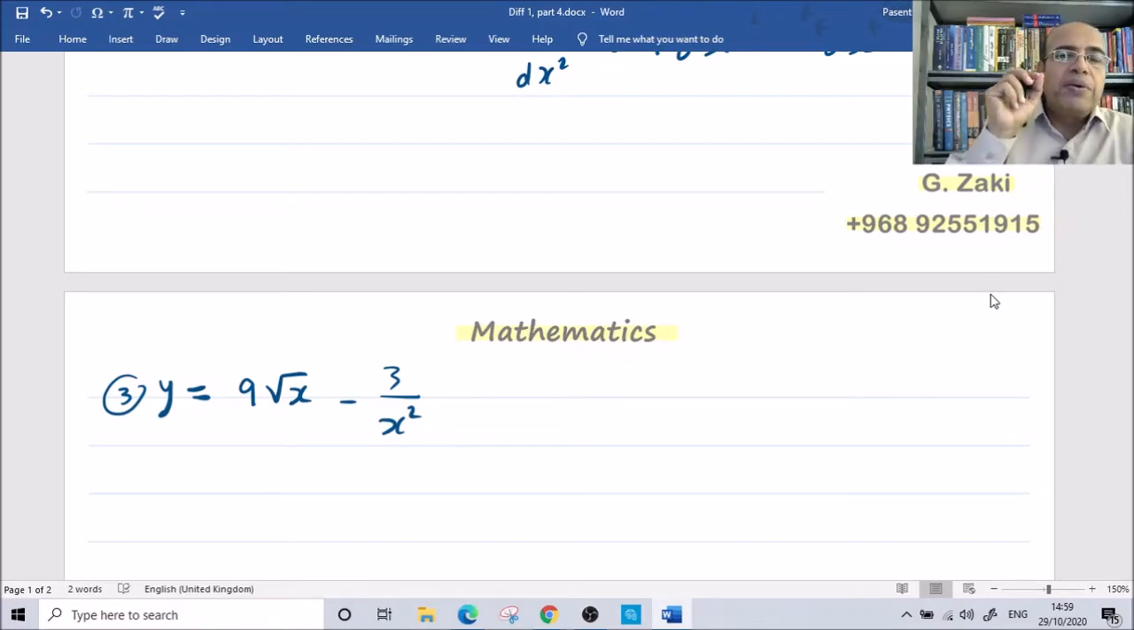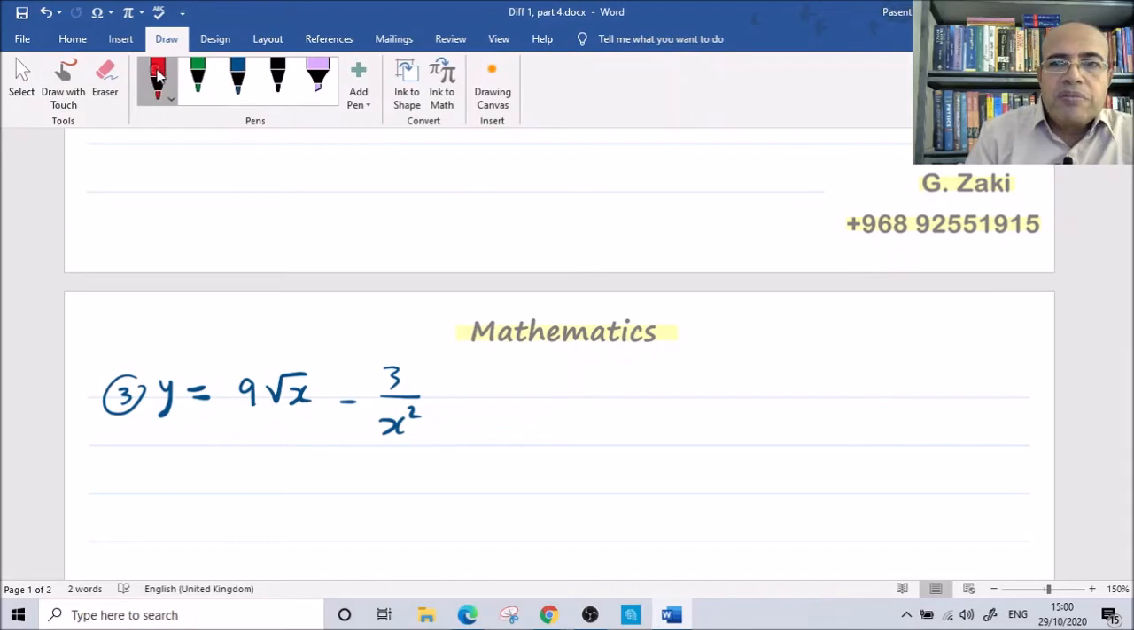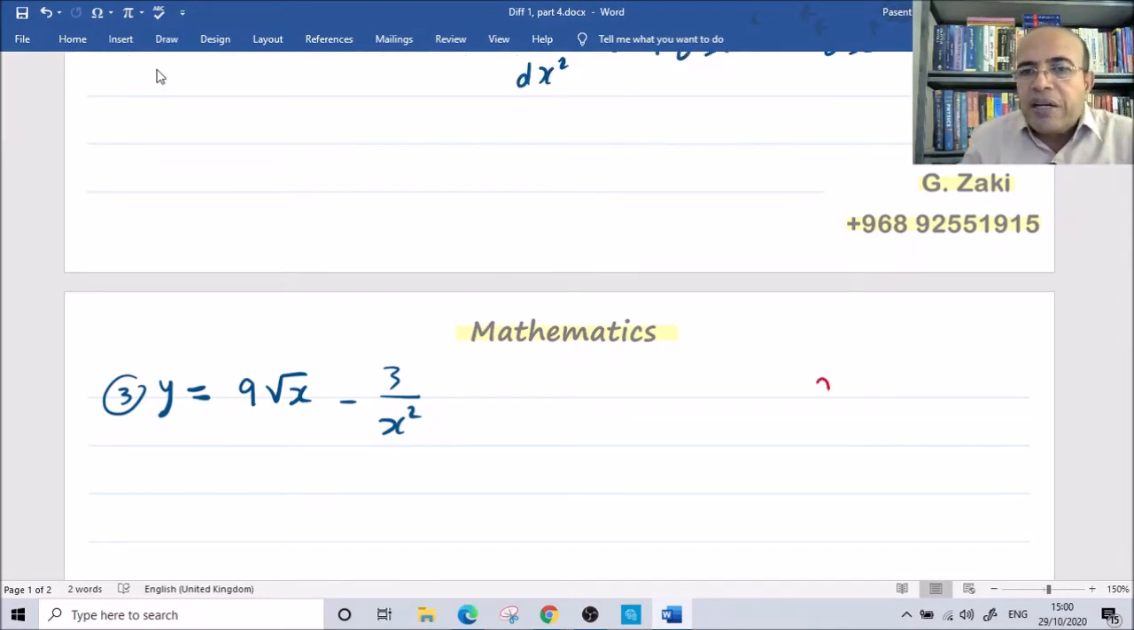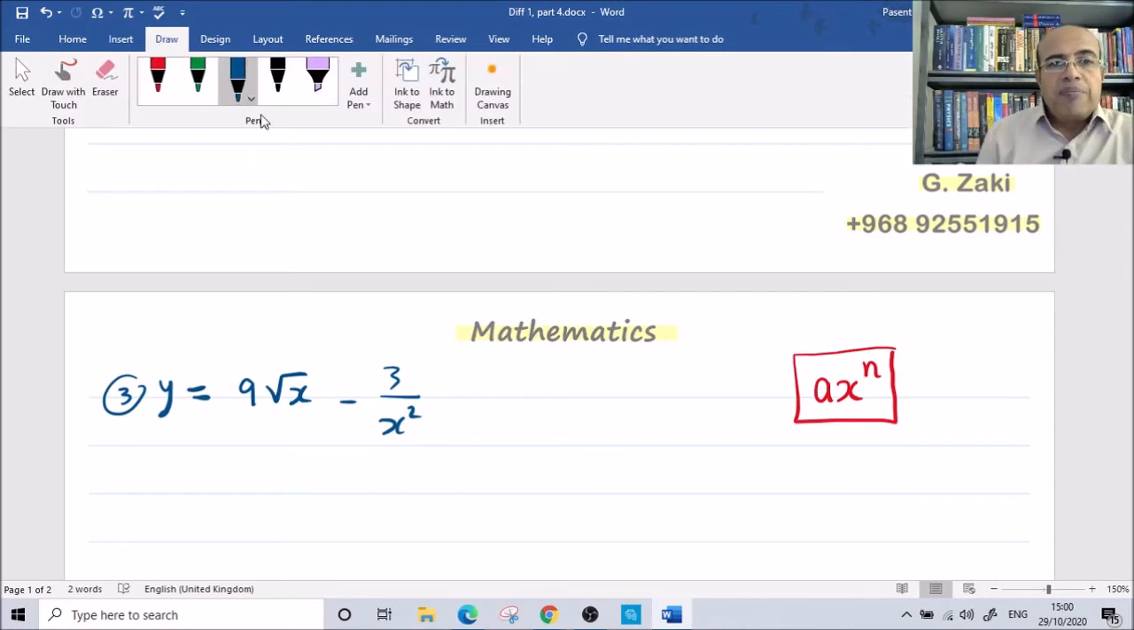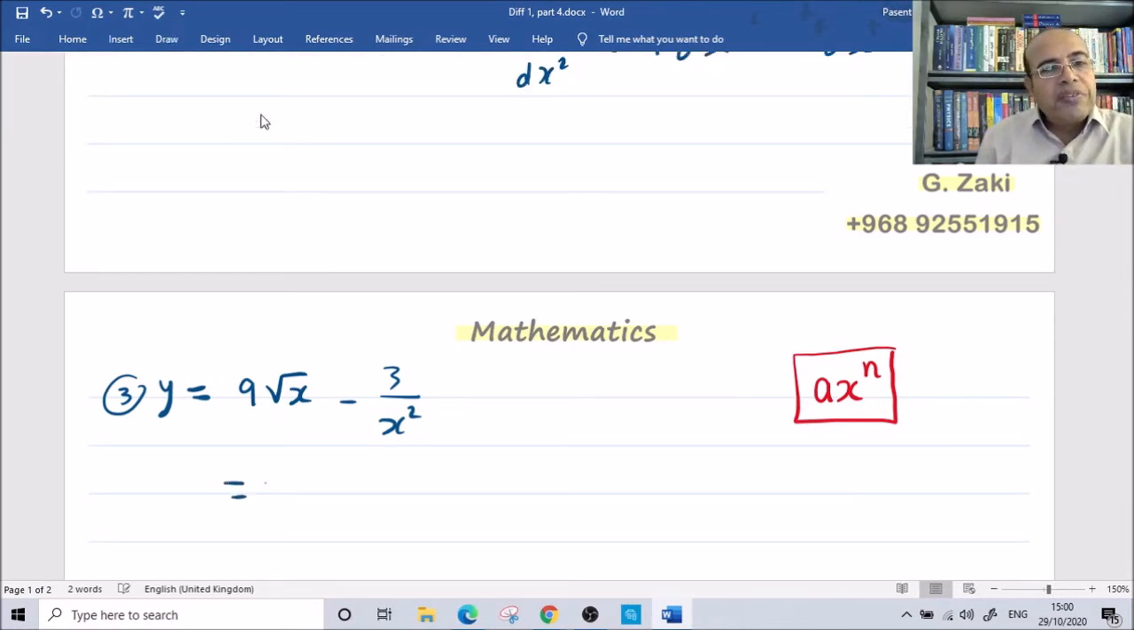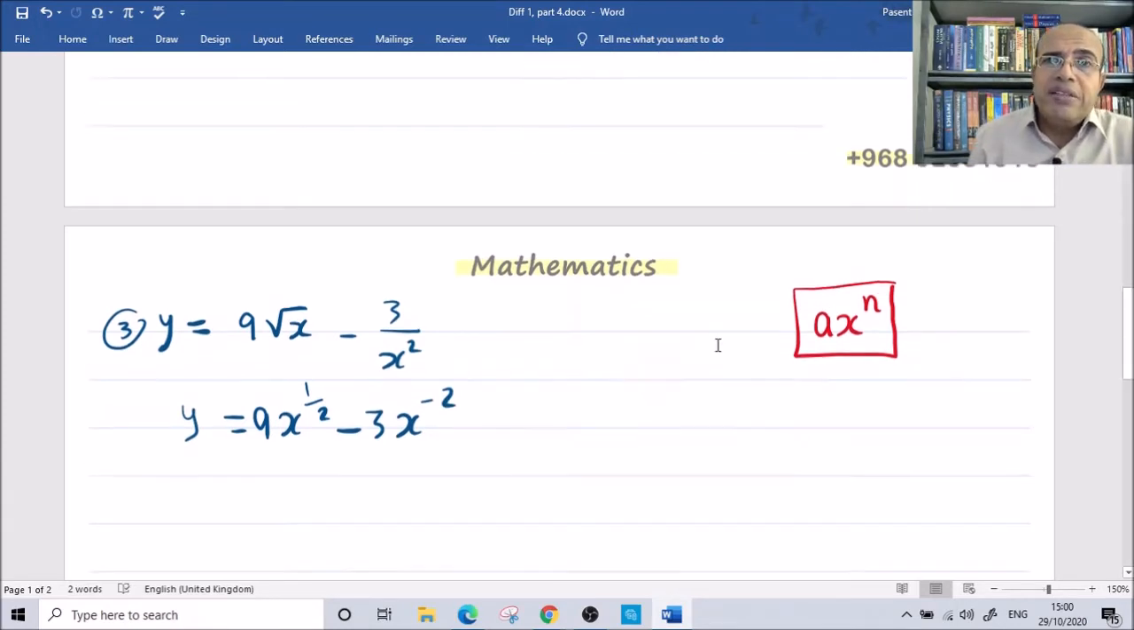First, remember, you have to write each term in standard form. What do we mean by standard form? ax power n. Again, in the standard form, you have to write each term like this. ax to the power n. This is called the standard form. So, 9 square root of x is 9x power half. Minus, shift x squared up, it becomes 3x power negative 2. Now we can differentiate.